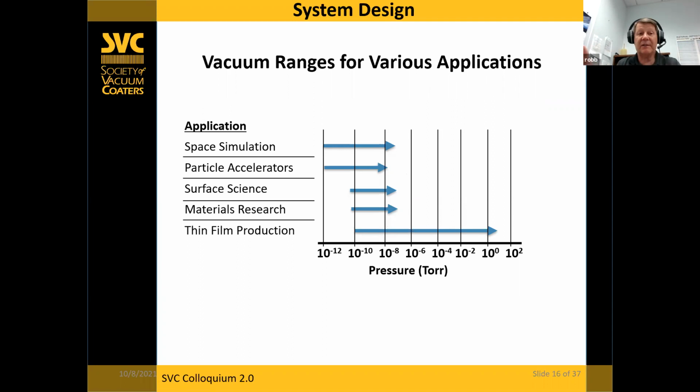Thin film production and various thin film research can happen from 10 to the minus 10 all the way up to 1 torr, 2 torr in the case of certain ALD and CVD processes.